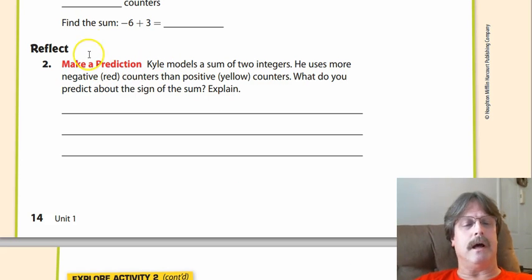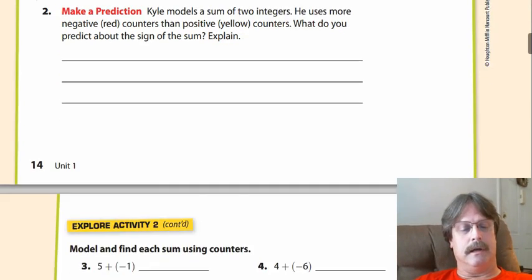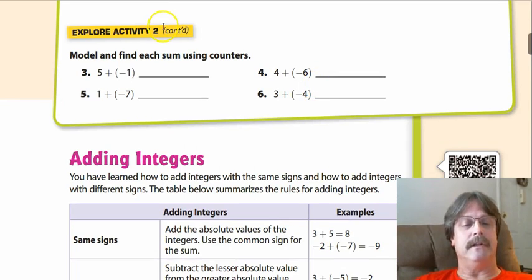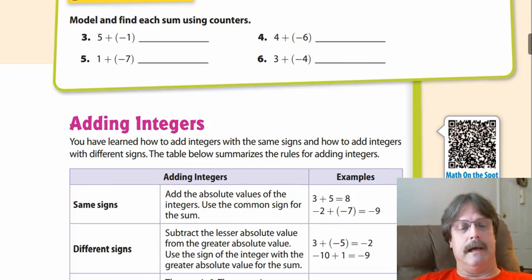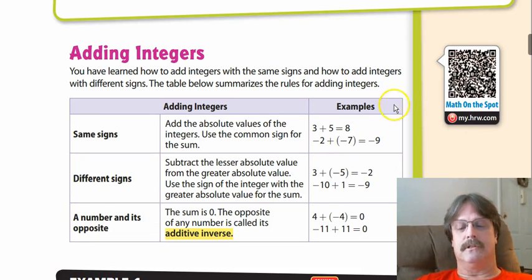Okay, continuing on, you'll just go ahead and do the reflect here, make a prediction, do that question. Okay, then there's the explore activities. Go ahead and try and answer these and see what we get. And then we have a summarization of the rules here that we've learned so far.